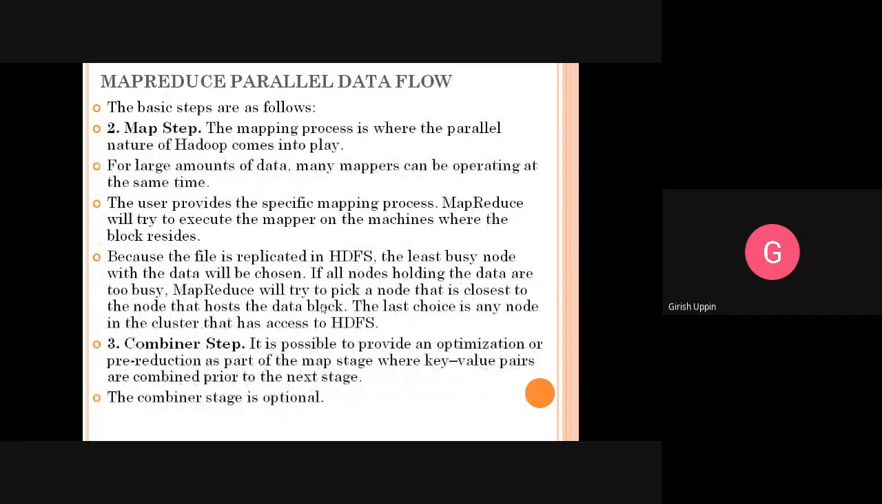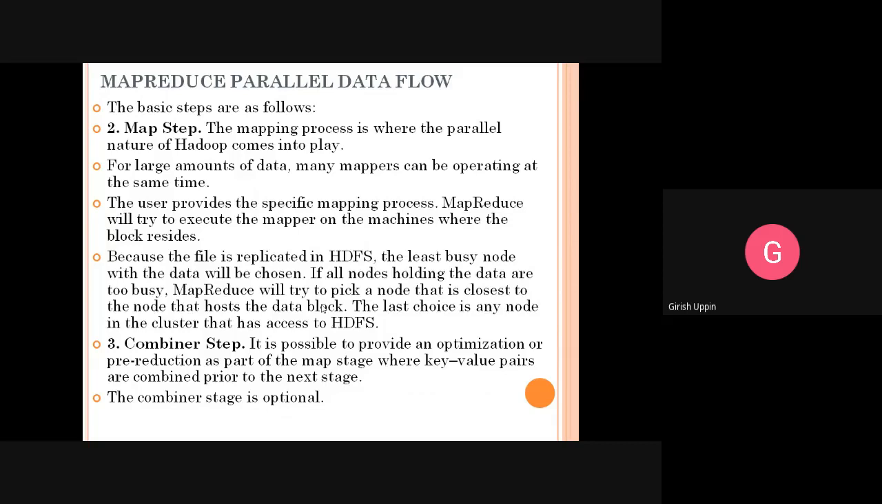Next one is the map step. Once we have the input split data, then we have the mapping processes. Mapping processes are where the parallel nature of Hadoop comes into play. For large amounts of data, many mappers can be operating at the same time. I told you the number of mappers depends upon the amount of data being processed; we can scale up or scale down the number of mappers. The user provides the specific mapping process.